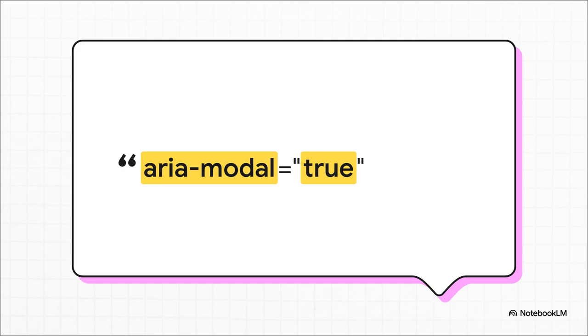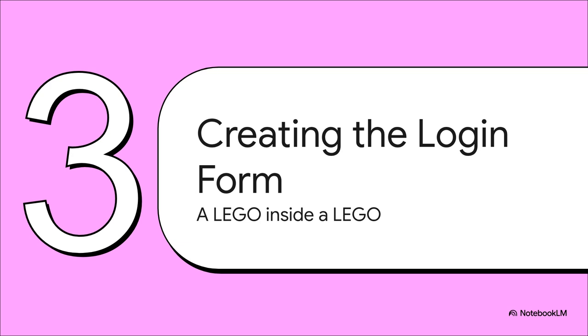Now, I want you to look at this one little attribute right here. It might look like a bunch of technical jargon, but aria-modal=true is incredibly important. This is basically a direct order to screen readers, telling them, hey, ignore everything else on the page and focus only on this pop-up. It's one tiny line of code that makes the web way more accessible for millions of people. All right, so we've got our container, right? Our first Lego brick is built.